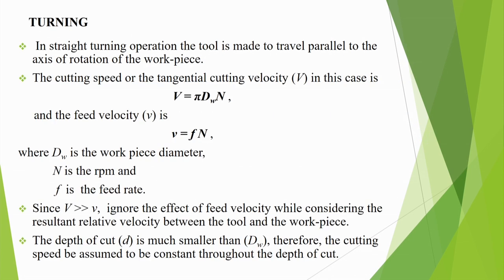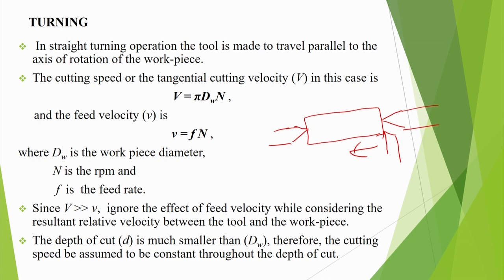Now let us come to the process of turning, where we can produce a cylindrical or conical surface. Suppose I am mounting a job between two centers. It is mounted here. This is the chuck side, this may be the tail stock side, and my tool is cutting like this. The job is rotating, which is providing the main cutting motion, and feed motion is provided by the tool. The tool is moving like that. We give some depth of cut here.